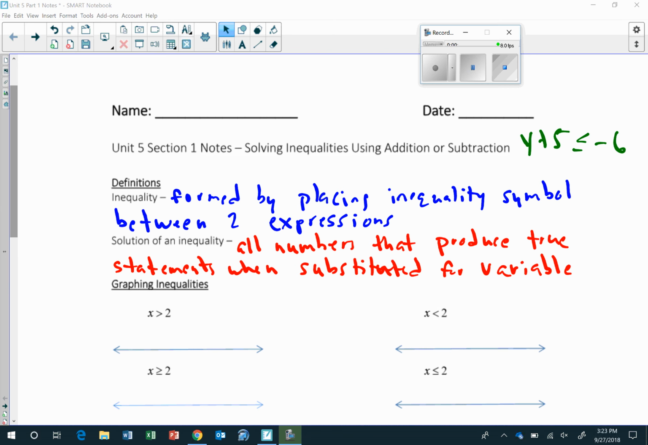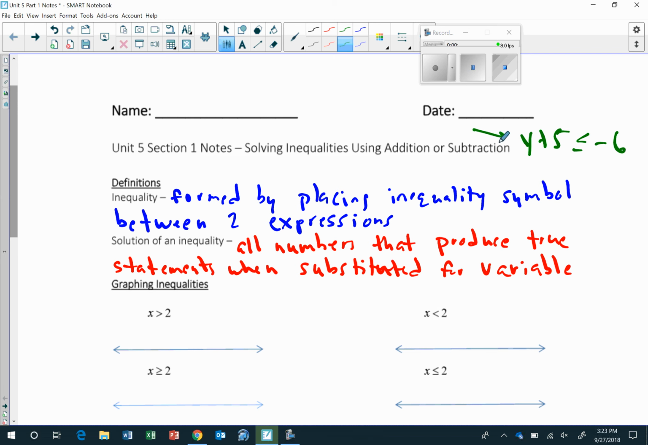An inequality is formed by placing an inequality symbol between two expressions. So if you remember an equation, it was formed by placing an equal sign between two expressions. An inequality just means we're putting an inequality symbol between two expressions. So if you look, there's an example for you right here. Y plus 5 is less than or equal to negative 6 is an example of an inequality.